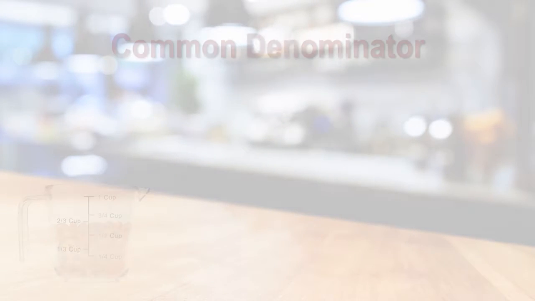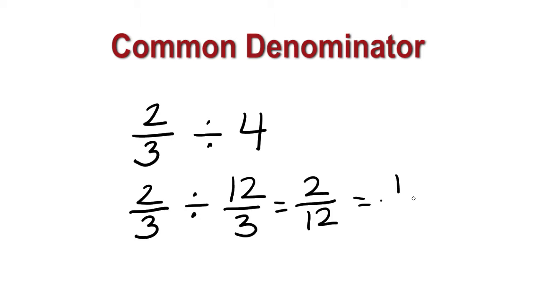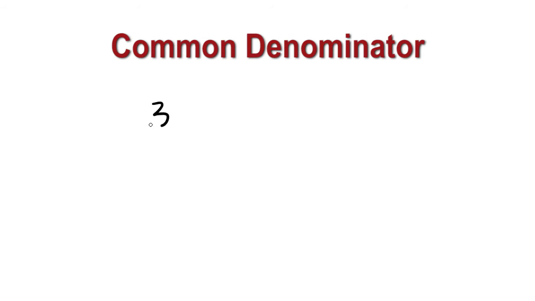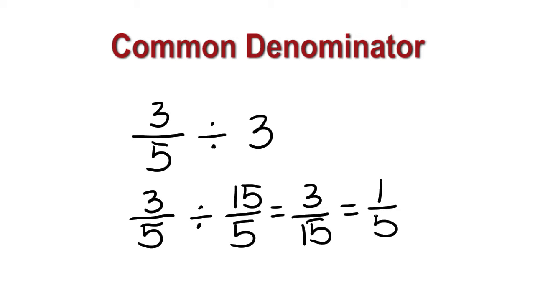Let's try using common denominators to solve some simple fraction division equations. 2/3 divided by 4 becomes 2/3 divided by 12/3. When the denominators are the same, the numerators can just be divided. So 2 is divided by 12, which becomes 2/12, or 1/6. 3/5 divided by 3 becomes 3/5 divided by 15/5. Since the denominators are the same, the numerators can be divided. So 3 is divided by 15. The answer is 3/15, or 1/5.